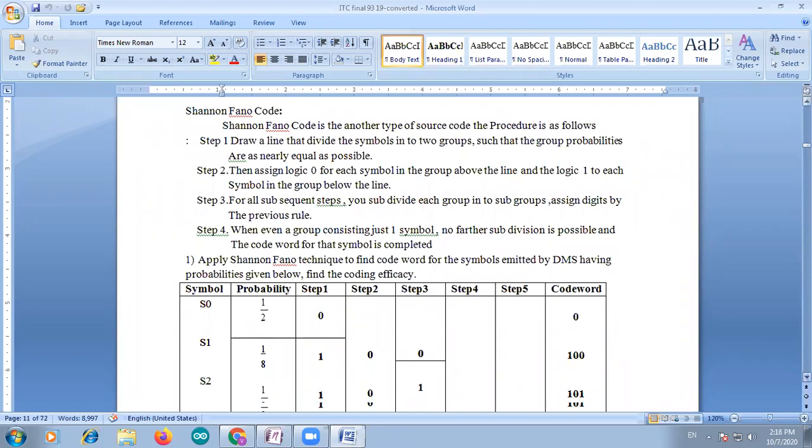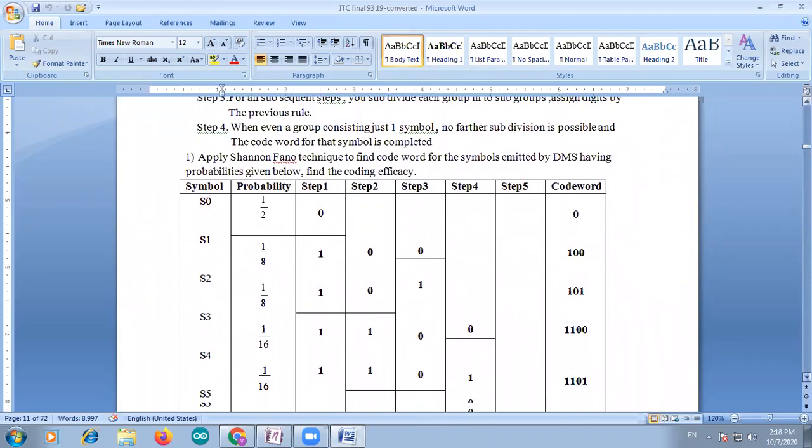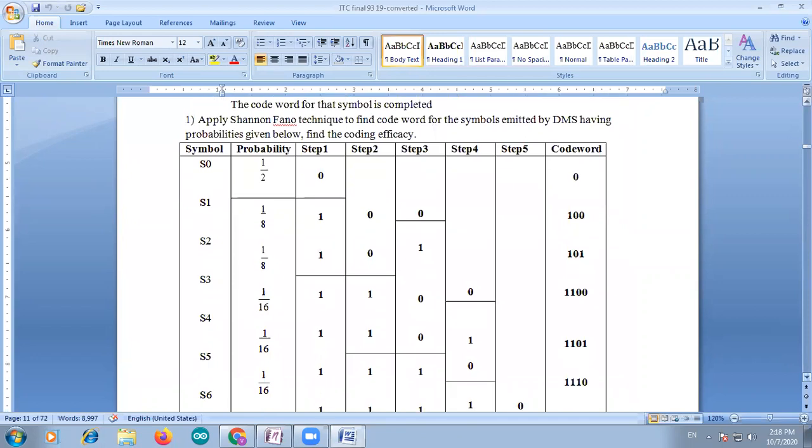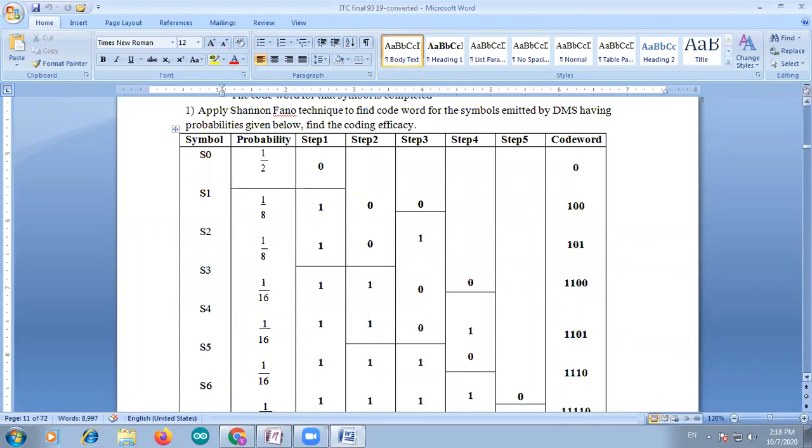So please do the problem. Please do the first one in the second. Okay, so note the problem: apply the Shannon-Fano technique to find code words for the symbols emitted by the discrete memoryless source having probabilities given below. Find the coding efficiency.